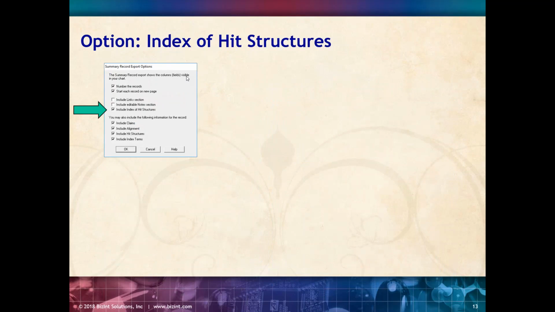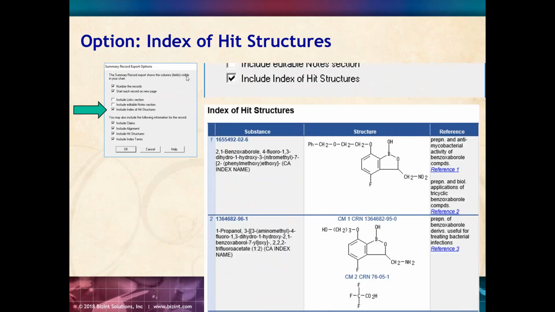So the first option is the index of hit structures. What this does is basically, if you have hit structures present, it builds this index at the top of your document. Each substance is, as I said, numbered, identified. You have the structure drawings and the links. If there are no hit structures captured in your transcript, this will be grayed out. You won't see the option.